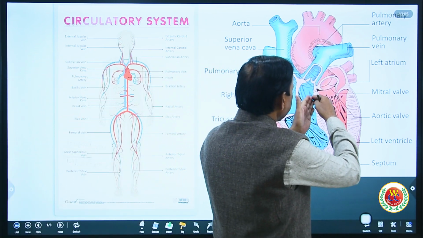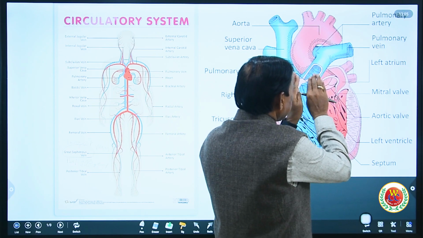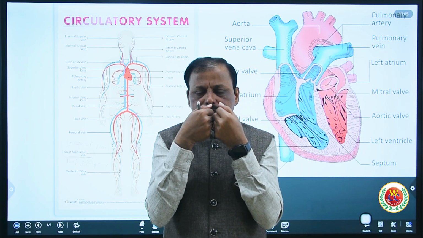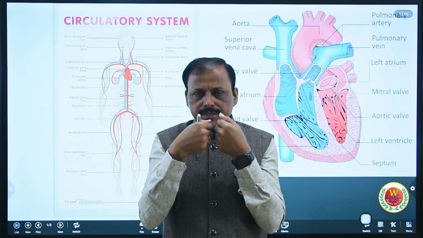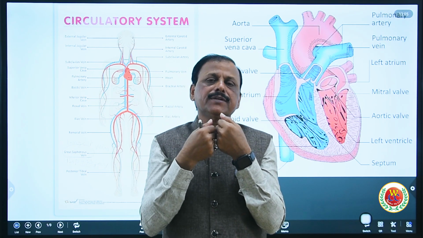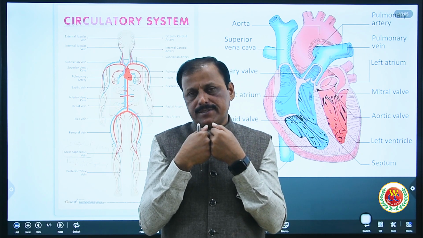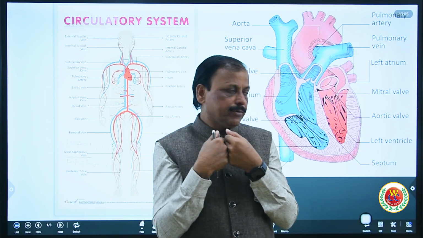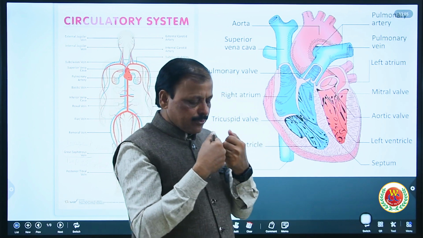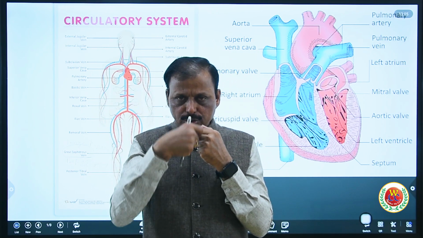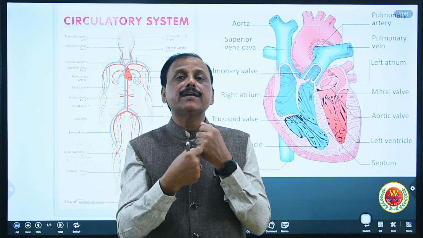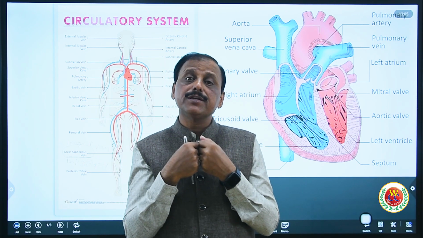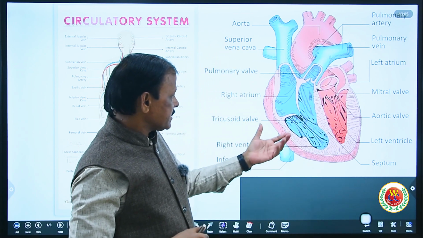See this gap externally, it has a gap or notch. That notch is the area through which the coronary artery passes. Externally there is a notch through which coronary artery and vein pass. That gap or notch is known as coronary sulcus, as given in the book, and it can be asked.